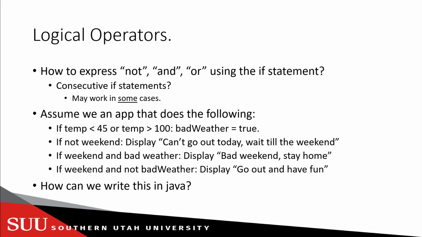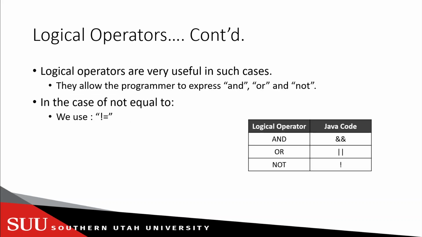How can I write this in Java? How do I display the or operator or the and operator or the not operator? What are those? How can I display them? Let's see how we can display them. Now these are called logical operators, which are very useful in those sort of cases. They will allow the programmer to use the and, or, and not.